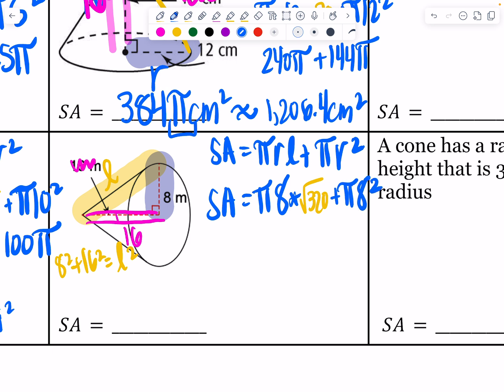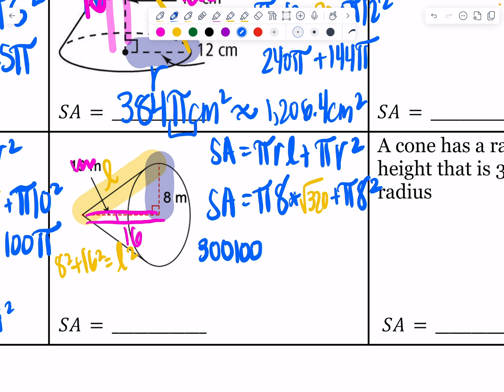Okay? So what we're going to do is type in 8 times the square root of 320. And then I'm going to add 8 squared to that. I'm going to go ahead and just add 8 squared to that. Okay? And then we want to turn that into a fraction. That is a huge fraction. So let's go ahead and just round this. If you turned it into an improper fraction, that is going to be this number.